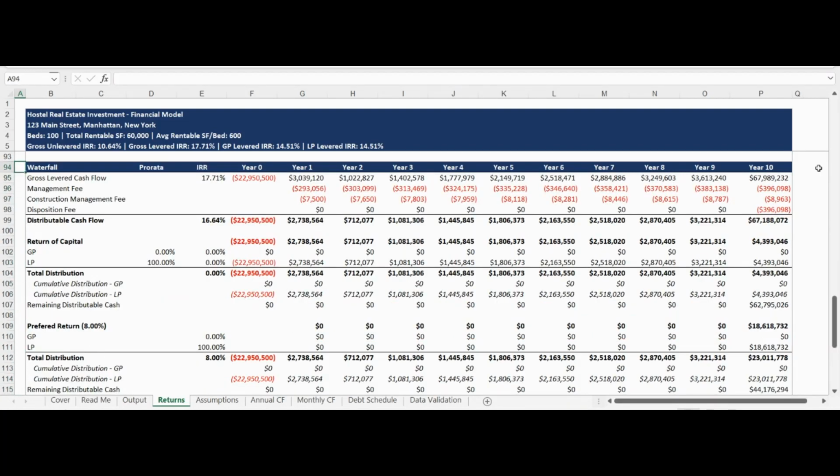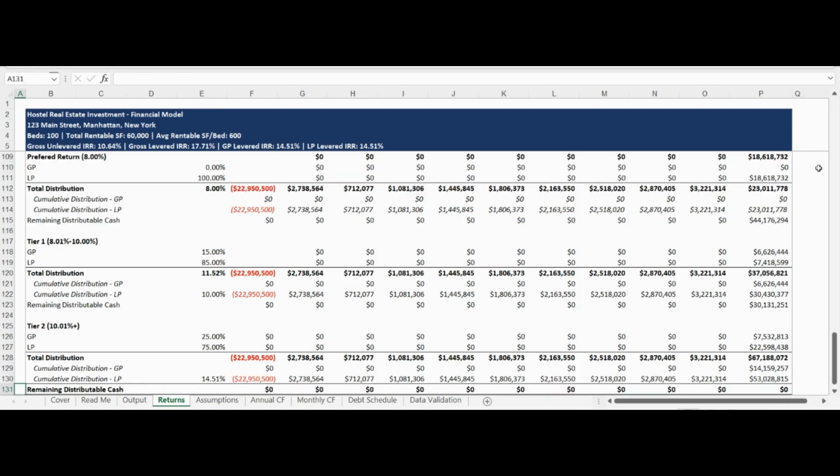The final component of the returns output tab is the waterfall distribution. The waterfall distribution is pre-programmed as a return of capital to limited partners, an 8% preferred return to limited partners, and then a two-tier promote structure. The first promote tier is 15% of the return over 8% but less than 10%, and the second tier is 25% over 10%.